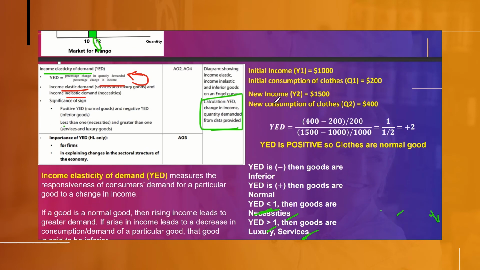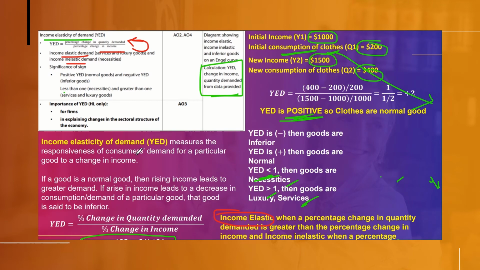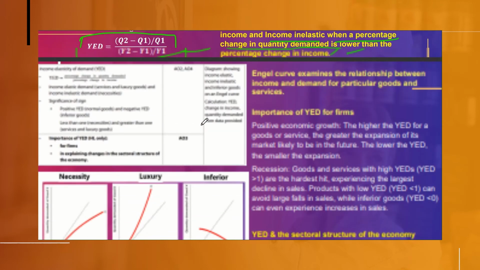So here the information is given. New income is $1,500, initial income is $100, and change in consumption of clothes: $200 at the initial level, and now it is $400. So almost 100% consumption changed. So this is completely positive. Then clothes are said to be a normal good, which means YED is greater than 1 also. So if income increases, demand for a normal good also increases. This is the point we need to discuss. And for the calculation part, please take some practice in this.